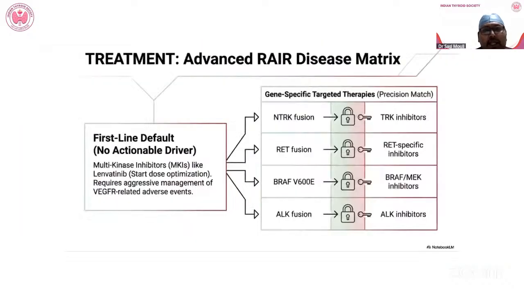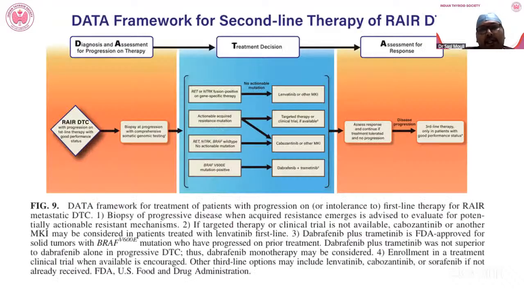Now, once there is a recurrence or a progression on first line therapy, you have the other set of therapies like anti-TRK inhibitors, RET fusion selpercatinib, pralsetinib, vemurafenib, dabrafenib and trametinib, and other ALK inhibitors. So the same thing has been given in this. This is for those who progress on first line, and then the second line treatment is this.